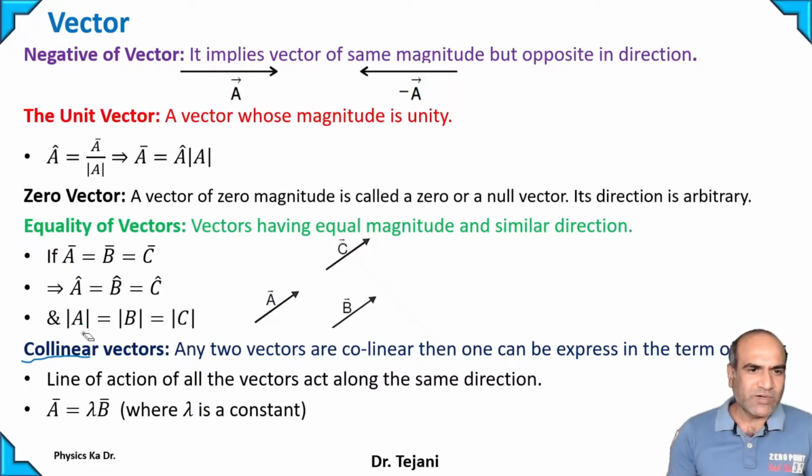So I think you must have understood what collinear is. Sometimes the word like is used when the direction is similar.